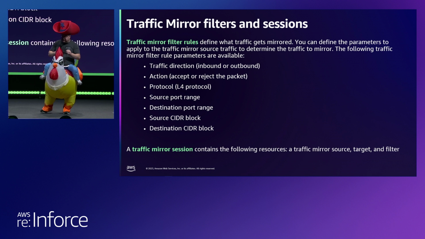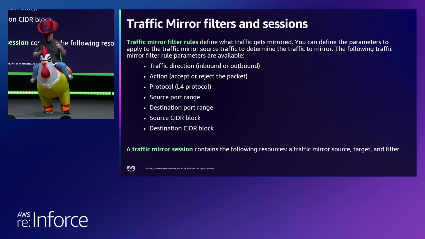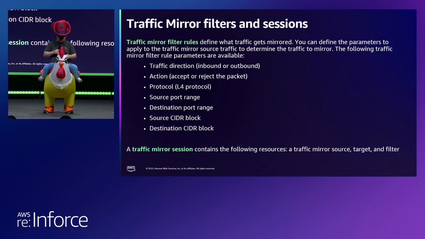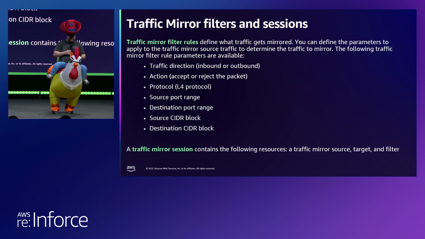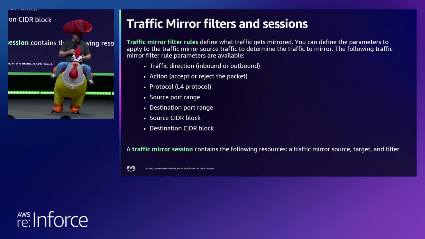So when we talk about filters and sessions for mirror traffic, these are some of the ways that we can act on those, right? We can do traffic direction, inbound or outbound, what the action is, whether it was accepted or rejected, the layer 4 protocol, the source port range, destination port range, source and destination CIDR block. Or frankly, you can just define it as star, like just send me everything. And then the packets that match that policy will be forwarded to the mirroring target.